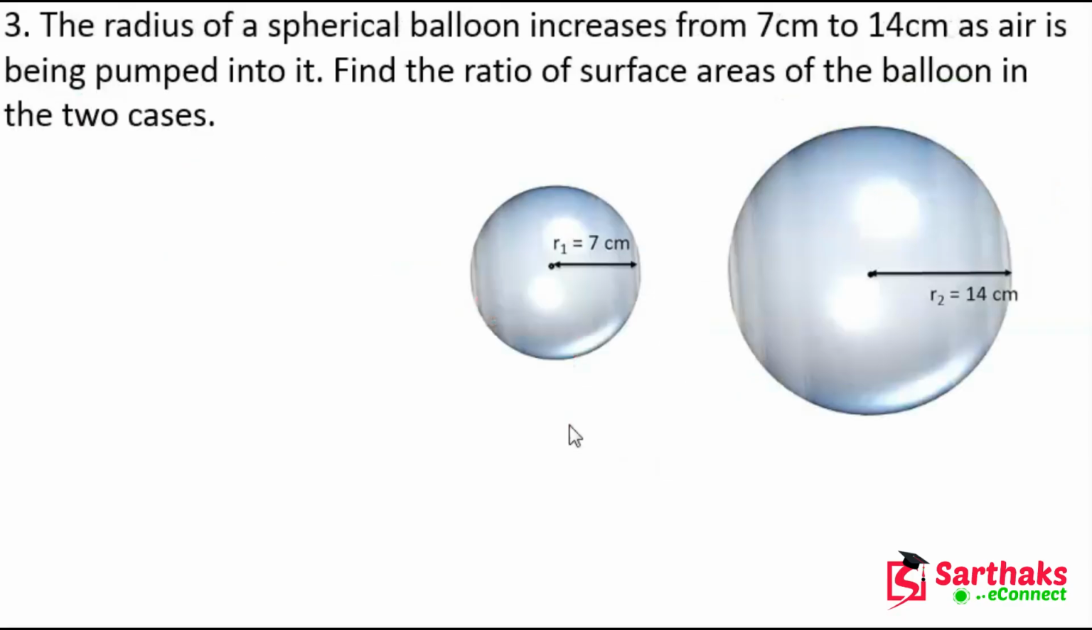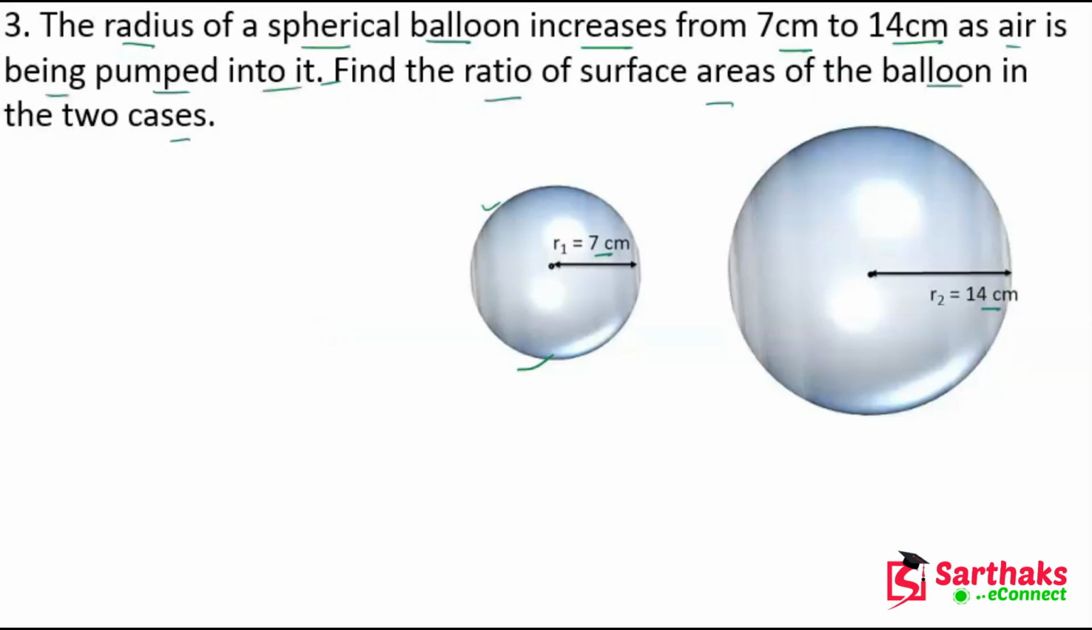Now the next question: the radius of a spherical balloon increases from 7 centimeter to 14 centimeter as air is being pumped into it. If we pump air into this balloon, the radius increases from 7 centimeter to 14 centimeter. Now find the ratio of the surface area of the balloon in the two cases. We know this balloon is in the shape of a sphere, so we have to find the surface area of both balloons and take the ratio of their surface areas.